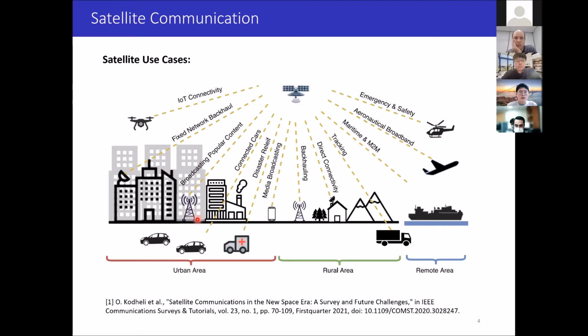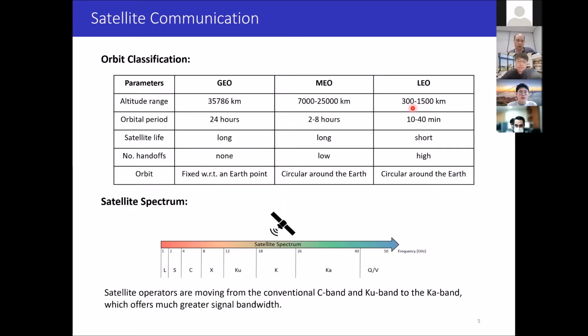Right, so what are the use cases for satellites? Well, you have use cases in urban areas, in rural areas, and in remote areas, and I just give here some applications or use cases coming from this tutorial paper. So you have, for instance, IoT connectivity, fixed backhaul, broadcasting, connected cars, disaster relief, media broadcasting, backhauling in rural areas, connectivity directly to homes through VSAT, for instance, tracking of cars or vehicles, maritime, and M2M. This is more in remote areas: aeronautical broadband, and emergency safety. Lots of different applications.